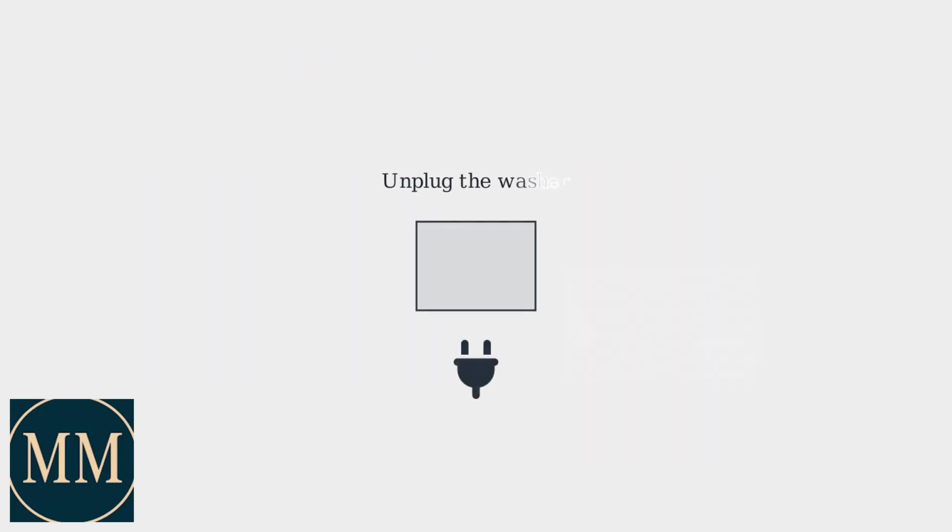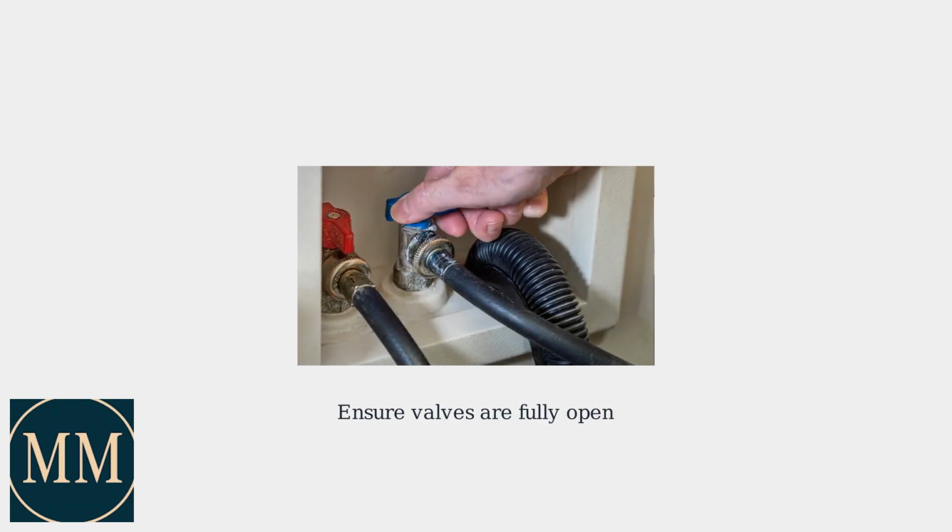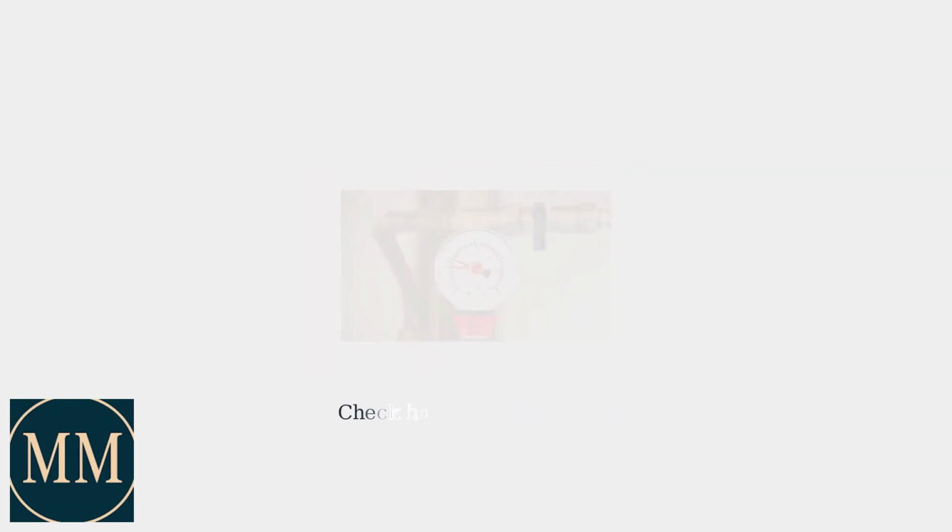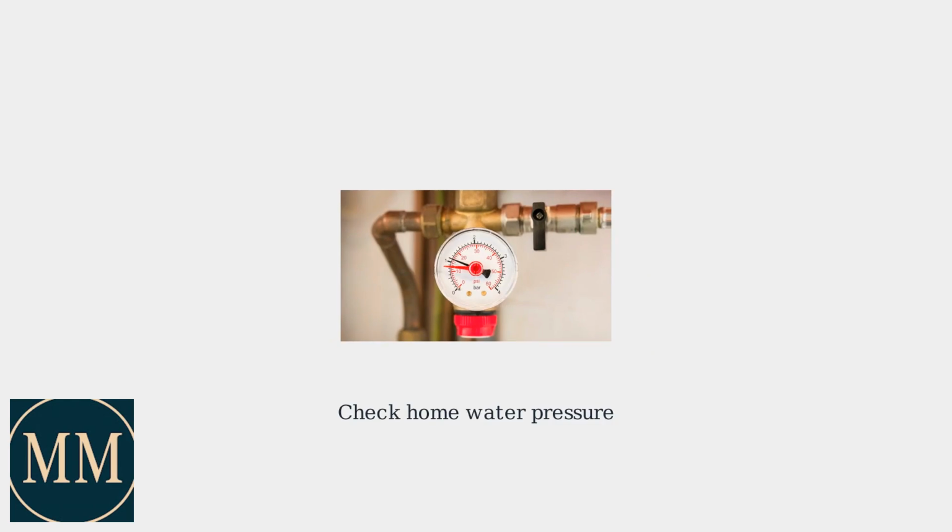Before you start, always unplug your washing machine to prevent electrical shock. First, inspect the water inlet hoses for any kinks or visible blockages. Make sure the water supply valves connected to the hoses are fully open. Then, check the water pressure in your home to ensure it's adequate for the washer to fill.